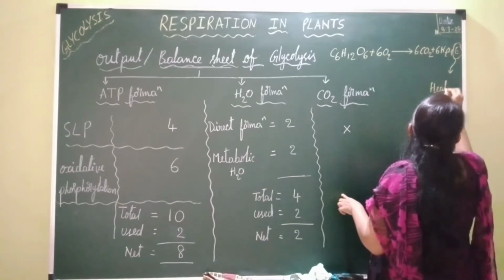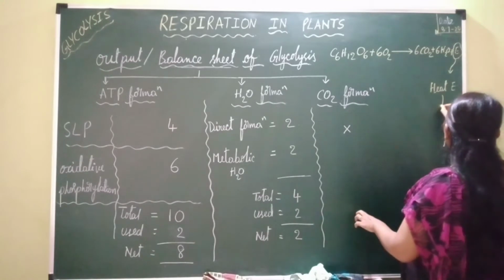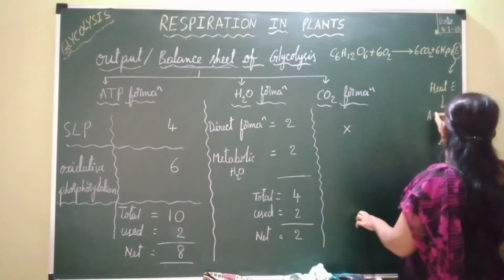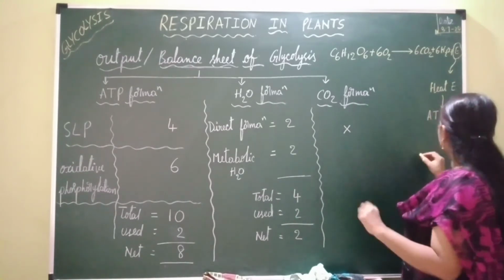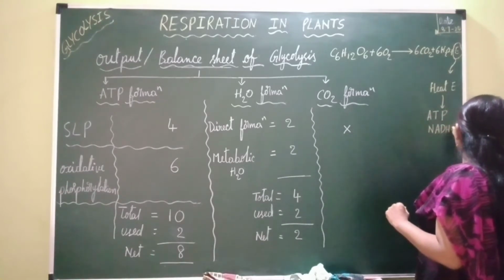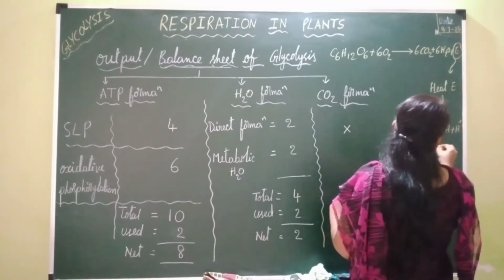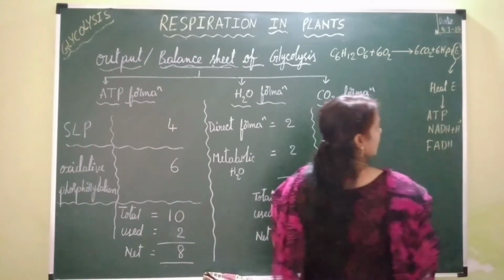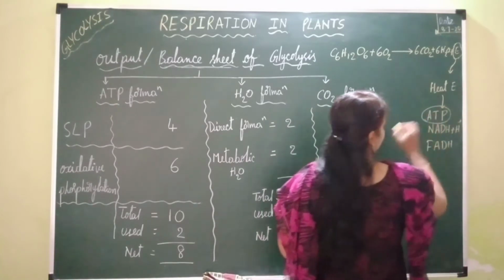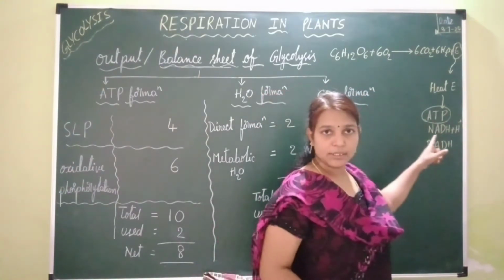Now that heat energy is trapped inside the cell and stored in the form of ATP, NADH plus H plus, and also in the form of FADH2. So ATP is called the energy currency of the cell. In the previous video also we discussed it. Energy currency of the cell.